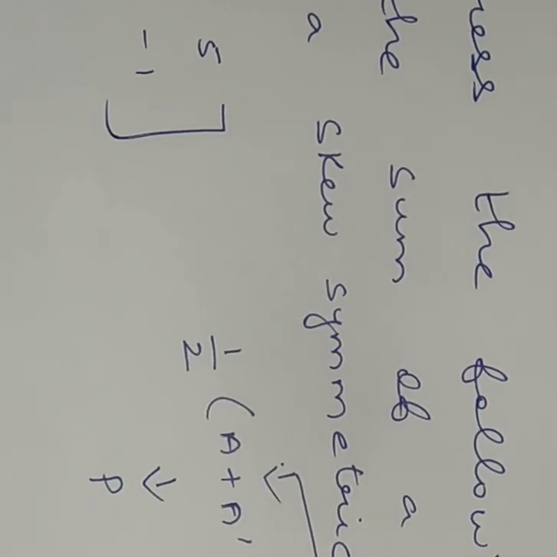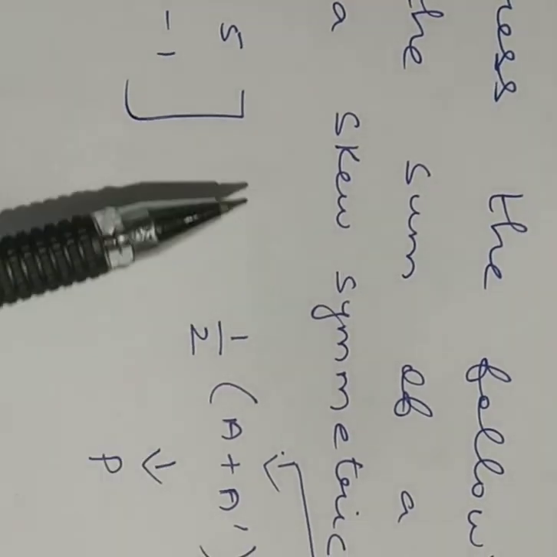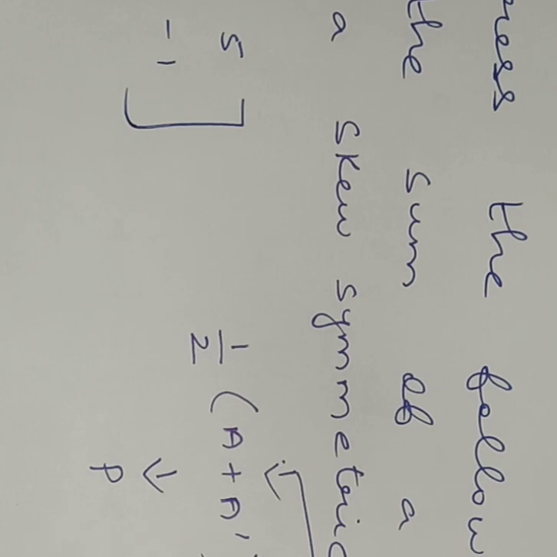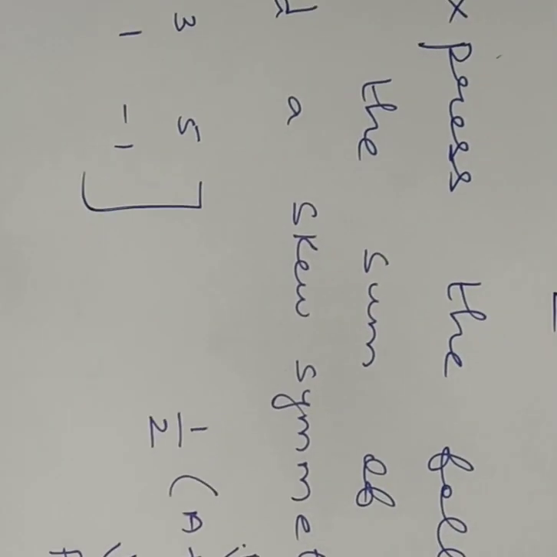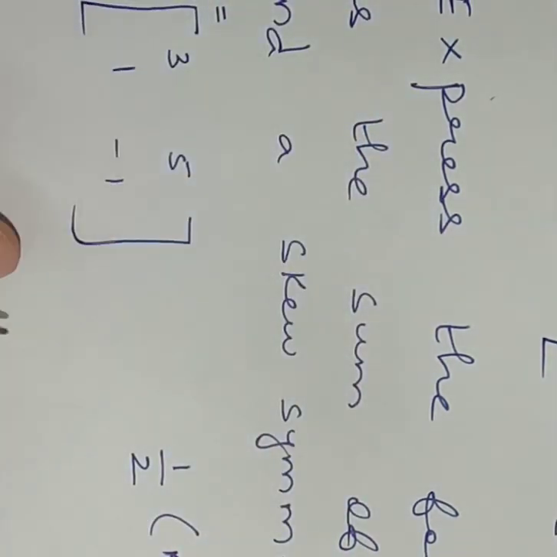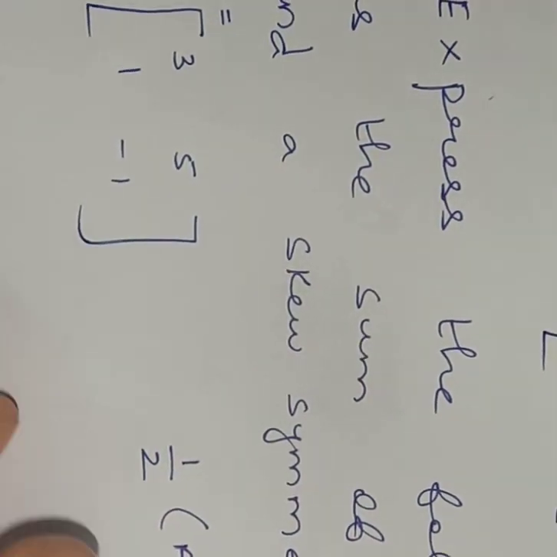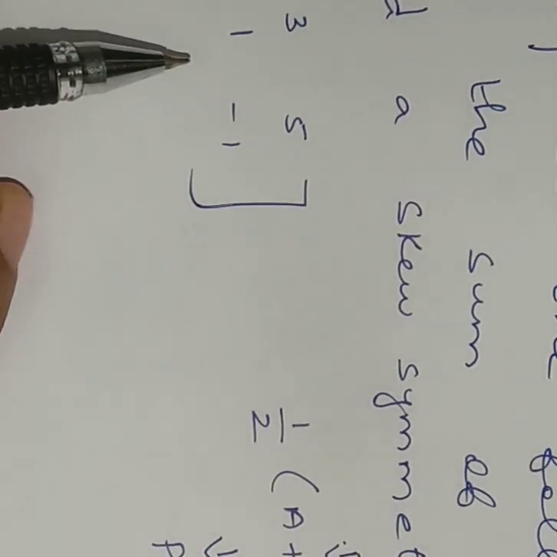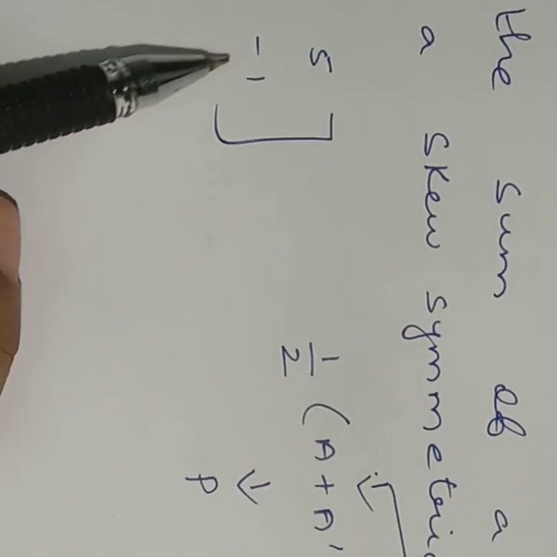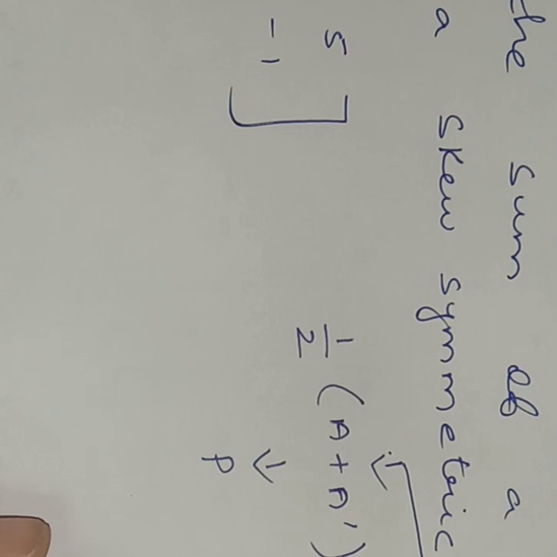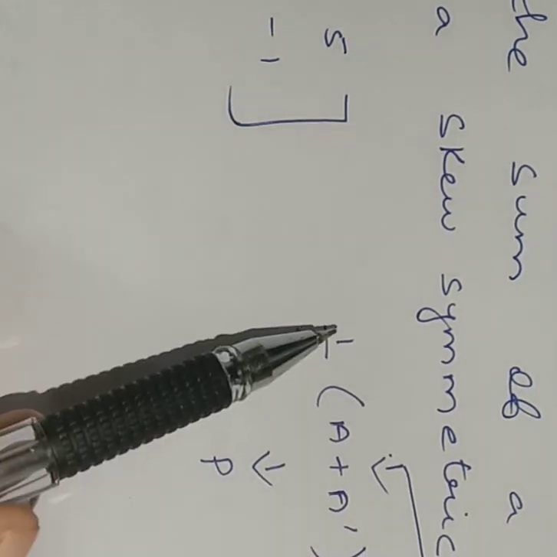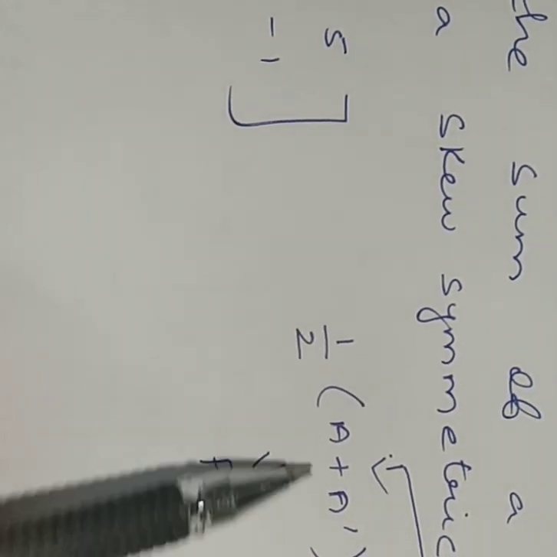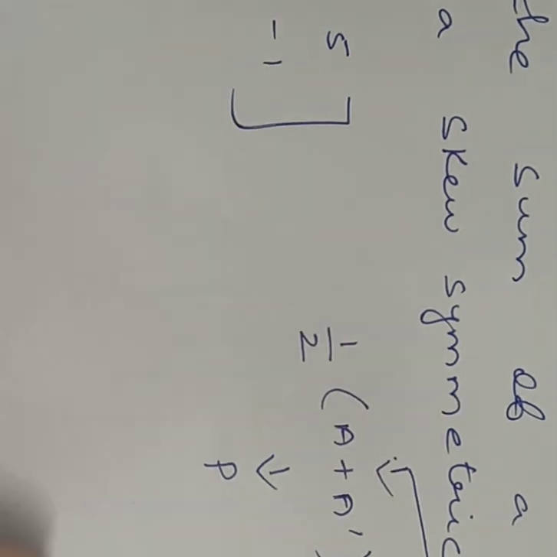The next one is a very important topic. Express the following matrices as a sum of symmetric and skew symmetric matrix. It is a 4 marks question if it is a 2 cross 2 matrix. If it is a 3 cross 3 matrix, you can be asked in 6 marks also, right? They give one matrix and we want to express it as a sum of symmetric and skew symmetric matrix: half A plus A dash plus half A minus A dash.